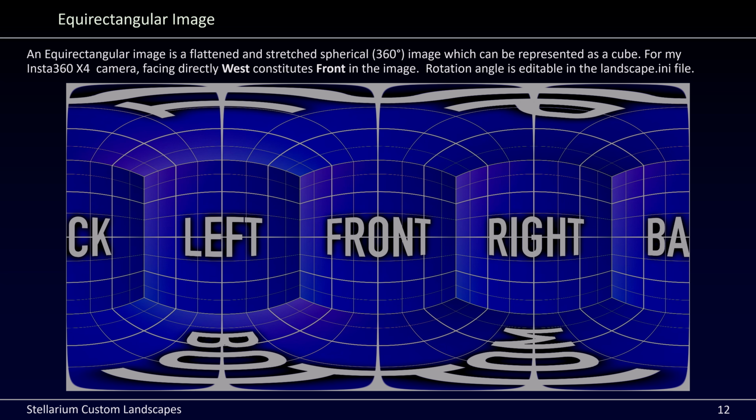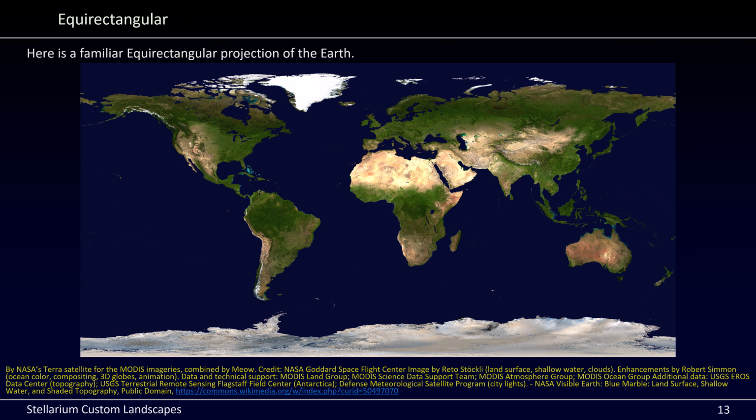Okay? So I have an Insta360 X4 camera. It's a 360 camera. Facing it directly west constitutes front in the image that's created. The rotation angle is editable later on if you misalign the rotation. So you're probably familiar with an equirectangular image. Here's a projection of the Earth of an equirectangular that you can get from the Wikimedia Commons. It is a super high resolution photograph, and it's basically the same distribution of that shape from a sphere.